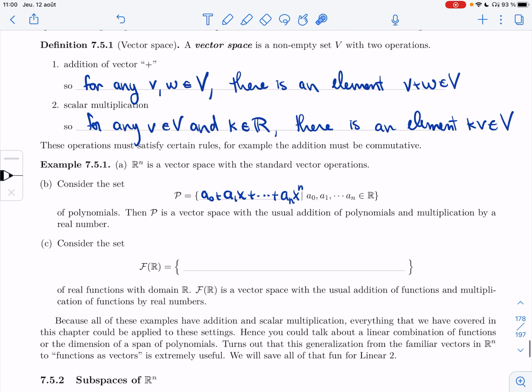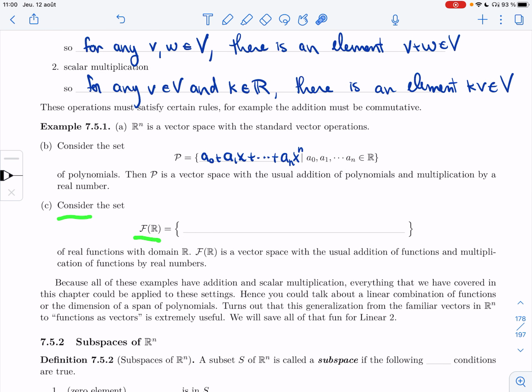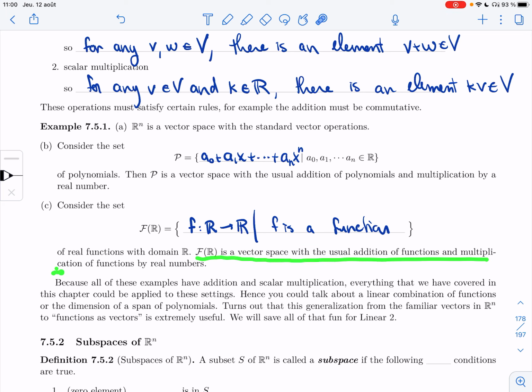Here's another example. Consider the set F(R) of real functions with the domain R. So that means the set of all functions from R to R. Again, just like polynomials, I can add functions, I can multiply them by a constant. So F(R) is a vector space with the usual addition of functions and multiplication of functions by real numbers.